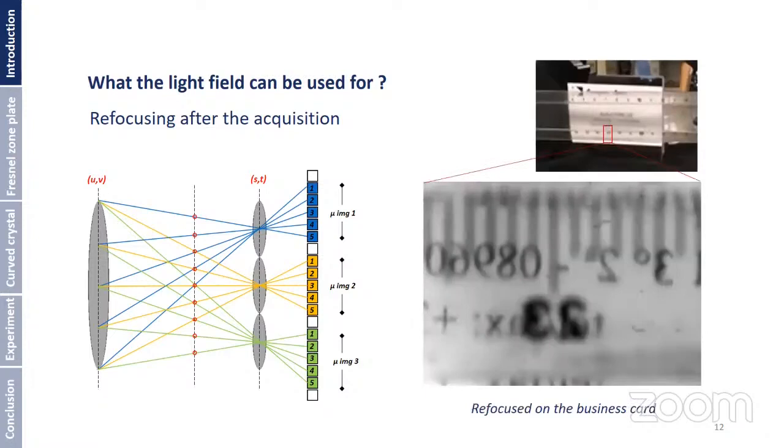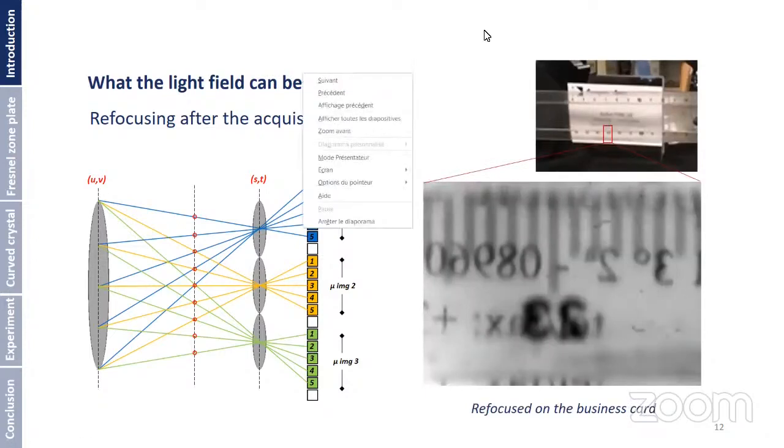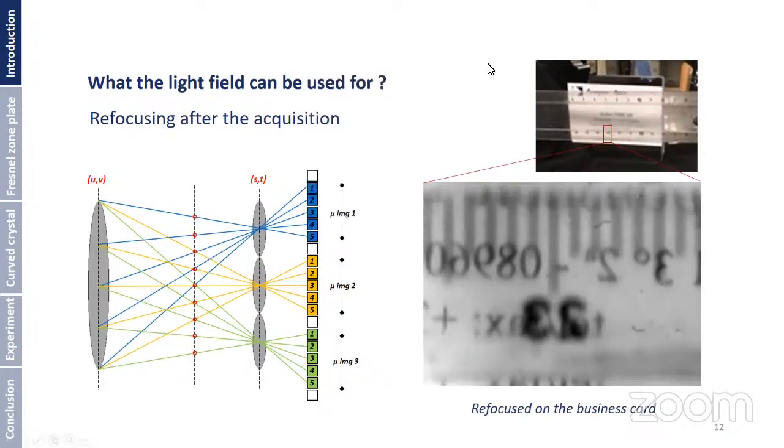On the right, we are showing an example of the refocusing results reconstructed from the light field image we showed before. The light field was captured with a business card behind a transparent ruler. With the light field data, we can reconstruct the image focused on the business card. Here we can see clearly the numbers on the business card, and the numbers of the ruler are blurred.